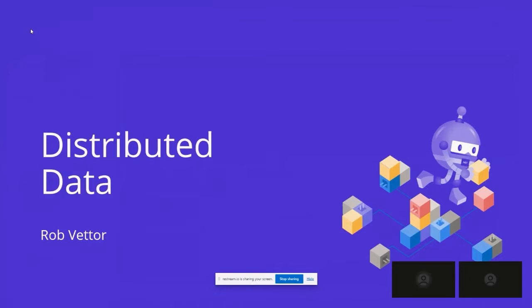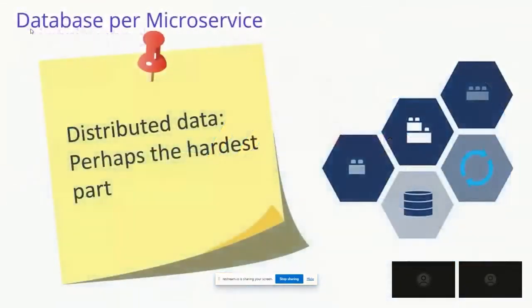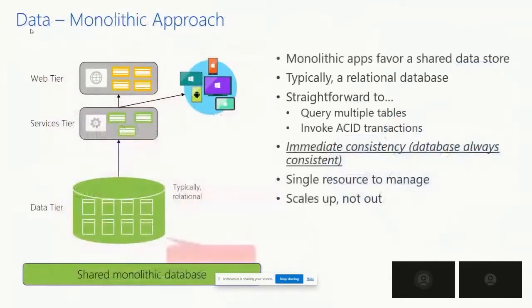Let's talk about one more big area, distributed data. When we think about distributed data in microservice applications, the best practice is that each microservice owns its own data store. So you hear the term database per microservice. And this might be the hardest part for a lot of people. So again, we think about a monolithic database. Things are kind of simple in life.